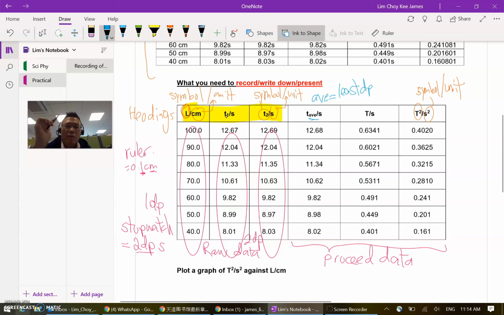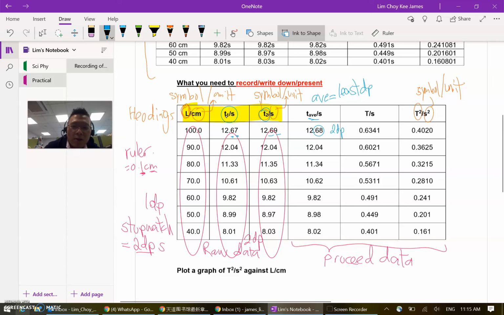What do I mean by this? For example, average requires me to use T1 and T2, so it's T1 plus T2 divided by 2. In terms of how many dp to record, you follow the least dp of T1 or T2. If T1 is 2 dp and T2 is 2 dp, my T average should be recorded in 2 dp.